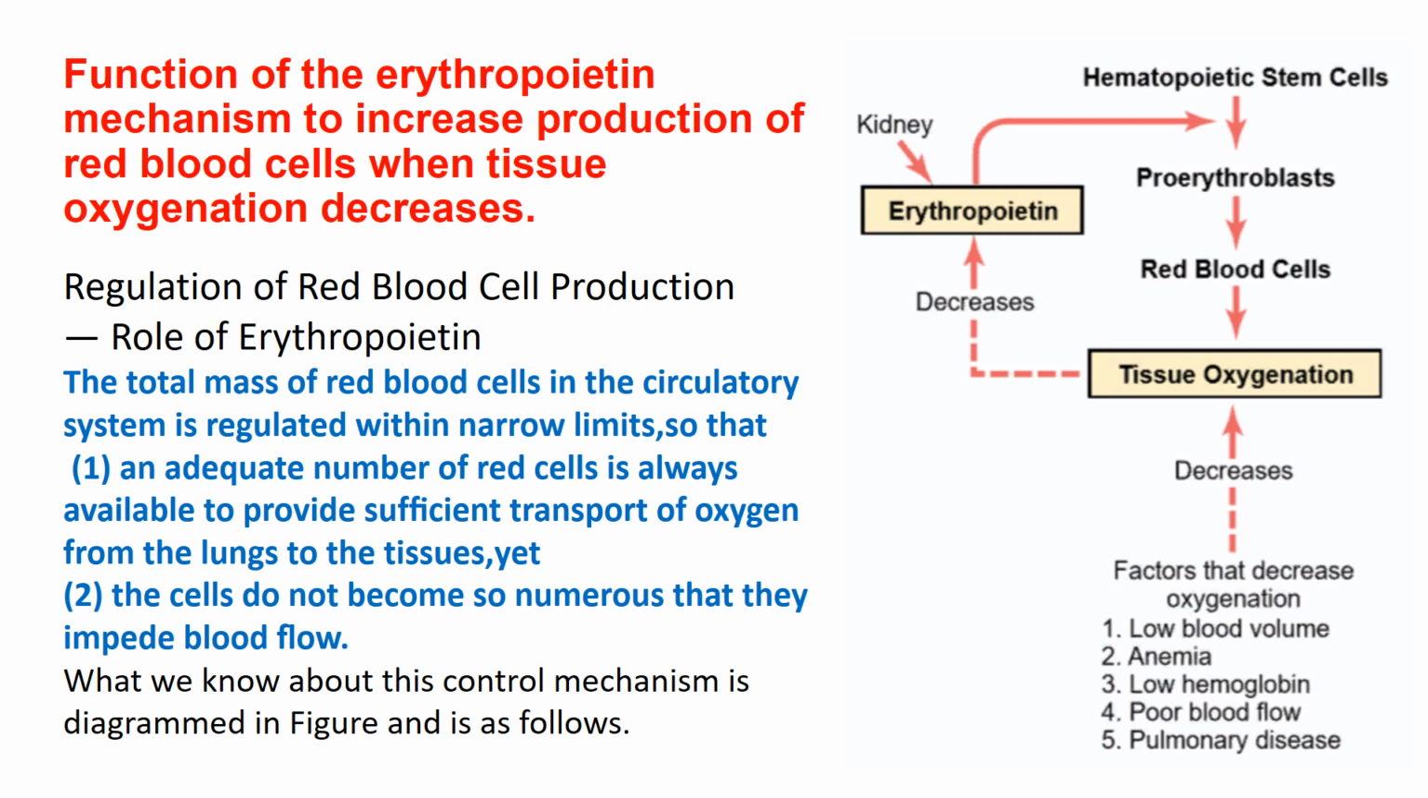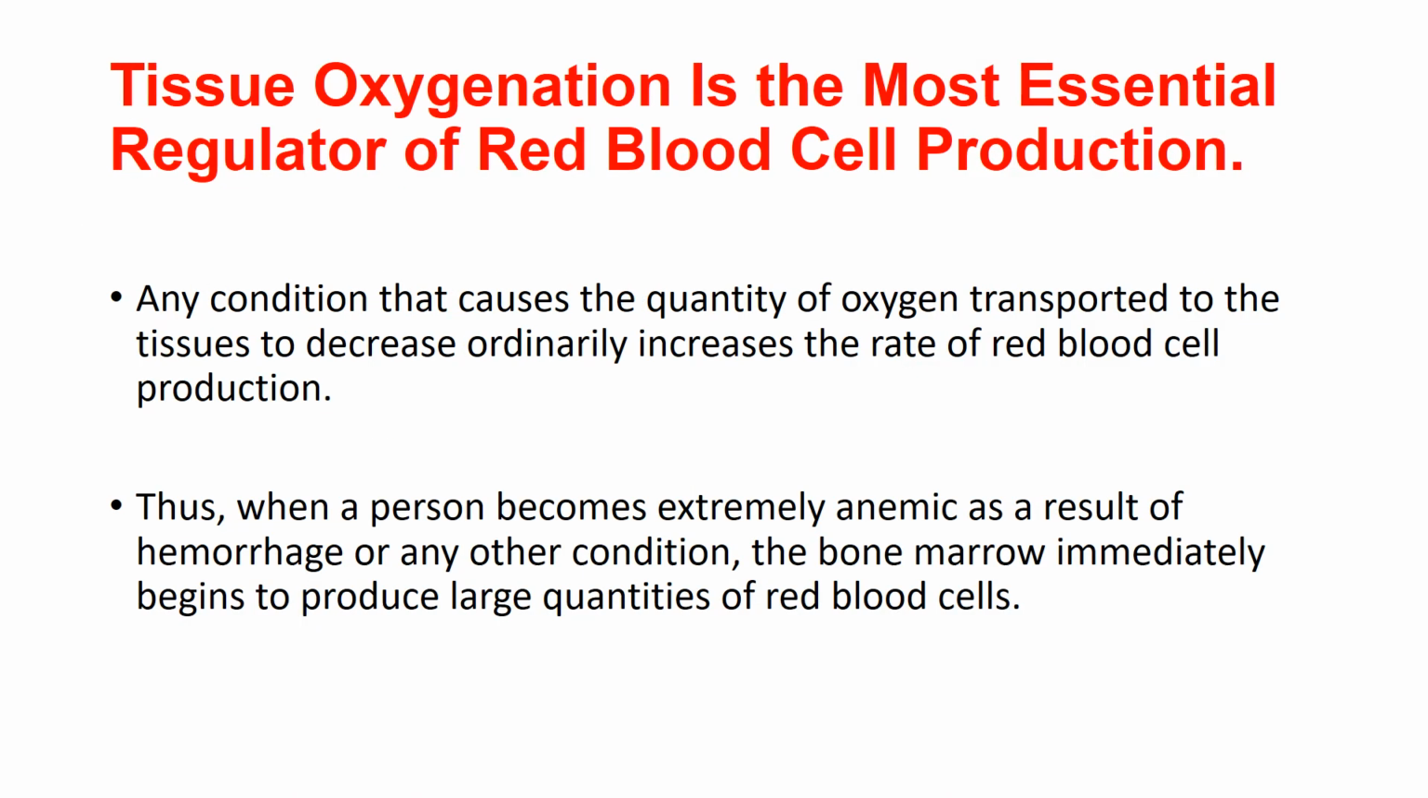What we know about this control mechanism is diagrammed in the figure and is as follows. Tissue oxygenation is the most essential regulator of red blood cell production. Any condition that causes the quantity of oxygen transported to the tissues to decrease ordinarily increases the rate of red blood cell production. Thus, when a person becomes extremely anemic as a result of hemorrhage or any other condition, the bone marrow immediately begins to produce large quantities of red blood cells.